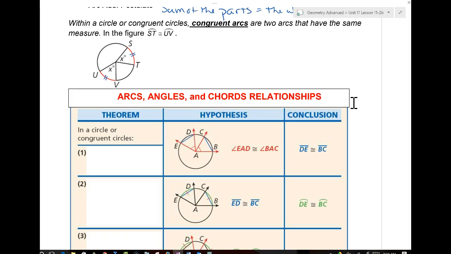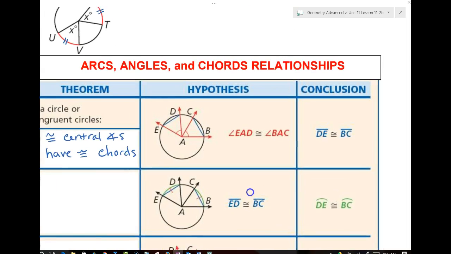All right, so first one here, when you're working with it. In a circle or congruent circles, congruent central angles have congruent chords. So in a circle or congruent circles, congruent central angles have congruent chords.